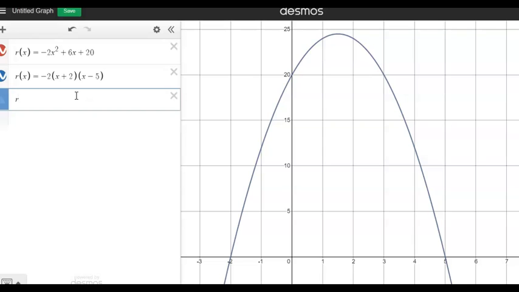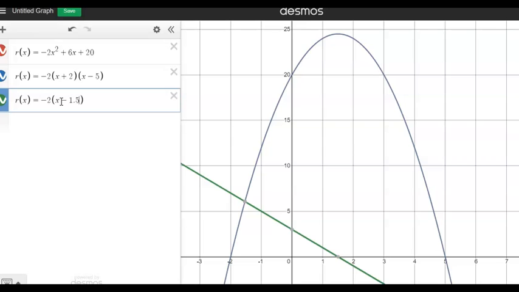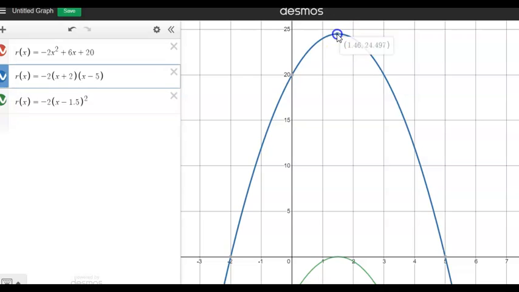So now let me find the other one, r of x equals, and I'll use a -2 again. This time I need to use my vertex to put it in vertex form. So I'm going to click on this point. The x-coordinate of my vertex is 1.5, so that means I need x minus 1.5 quantity squared. And the y-coordinate of my vertex was 24.5, so I need plus 24.5.